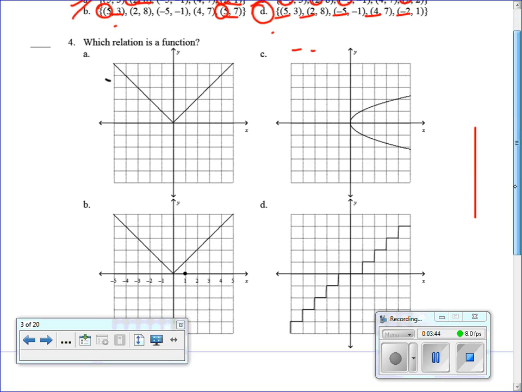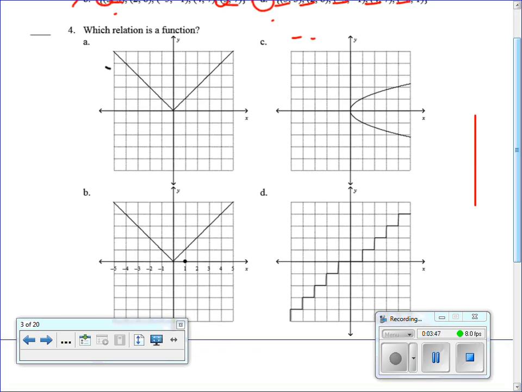When we look at 4, we want to know which relation is a function. Looking at graphs, in order to determine if a graph is a function, it has to pass something called a vertical line test. What the vertical line test is that if you take a vertical line and you place it anywhere on your graph, it should only intersect at one spot. So looking at our graph, we can see that at any point on A, it is only intersecting one time. It will never intersect more than once. So by our definition of a function, A would be a function. So A would work because it passes the vertical line test.